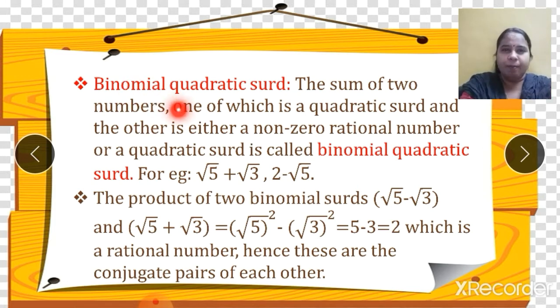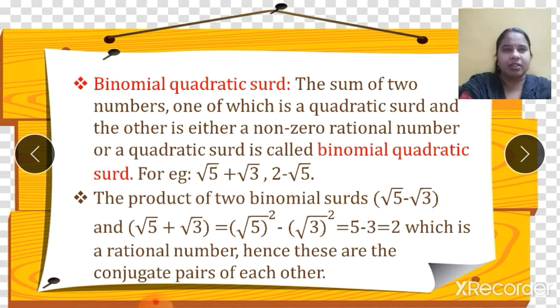First is binomial quadratic surd. What is the meaning of this? See, I'll just read the definition first. The sum of two numbers, one of which is a quadratic surd and the other is a non-zero rational number or a quadratic surd, is called a binomial quadratic surd. Now I know many must be confused reading this. I am explaining it again part by part with the help of this example which I have written here.